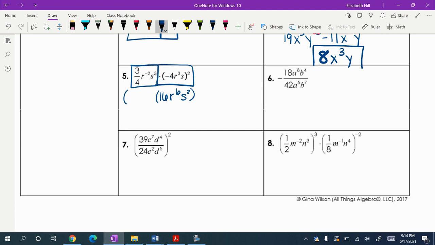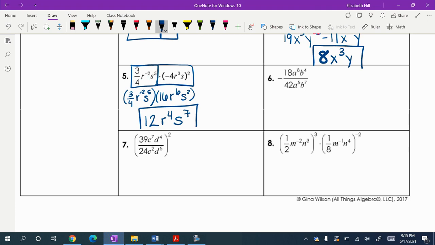All right, so now I'm going to put this in here. Now we're going to multiply. So I'm going to take my 3/4 and multiply it by 16, and that's going to give me 12. R to the power of -2 times R to the sixth, we add that, so that gives us R to the fourth. S to the fifth multiplied by S squared, that's going to end up adding there, and we get S to the seventh power.